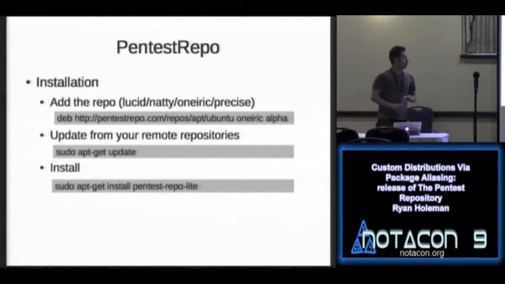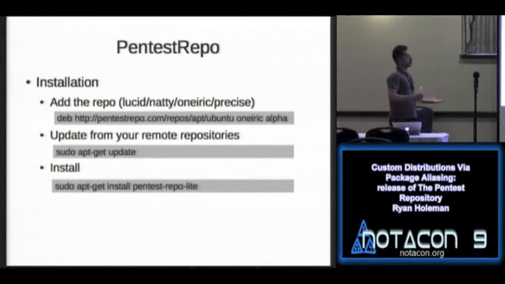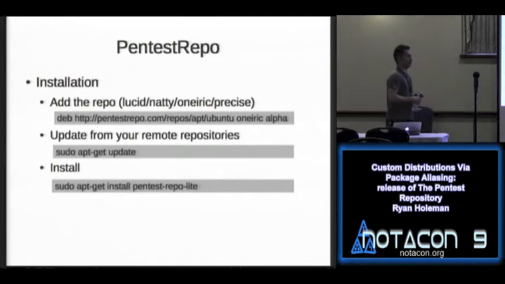Installation is simple. You don't need to worry about writing this down. I have all the install steps on the website. But basically, it's as simple as this. Crack open your app source lists, add the one-liner there, deb, PentestRepo, whatever distribution you're actually installing to. For this one, I used Ubuntu, was that 11.10, right? I don't know. I always get the names and the numbers mixed up. And then alpha, right? I'm still in alpha stage, so all of my subdirectories are just alpha.